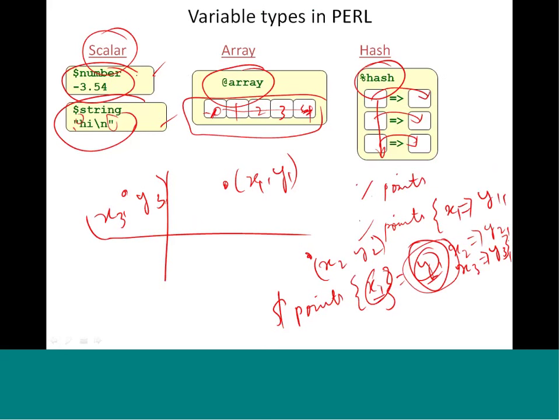Then the other data structure that we learned was the array. The array data structure starts with an at sign, and the first element is always array index 0, and then the index just progressively goes up. Whereas in a hash, there is nothing like that, it's just a hash with a key that is denoted in that.